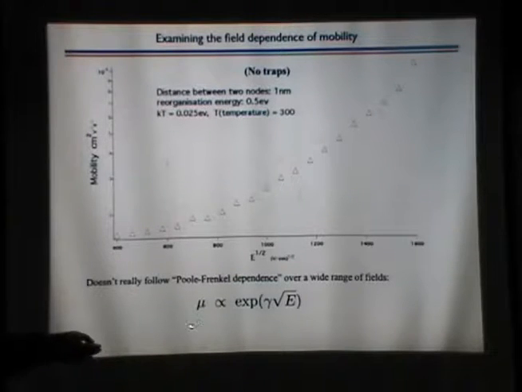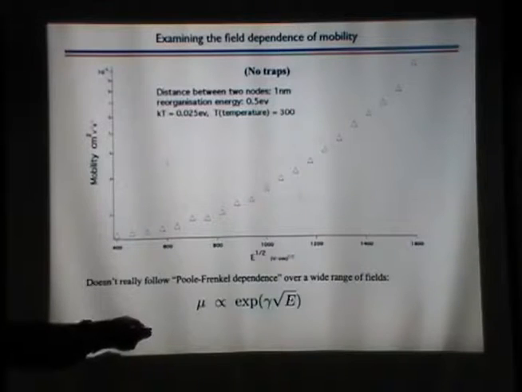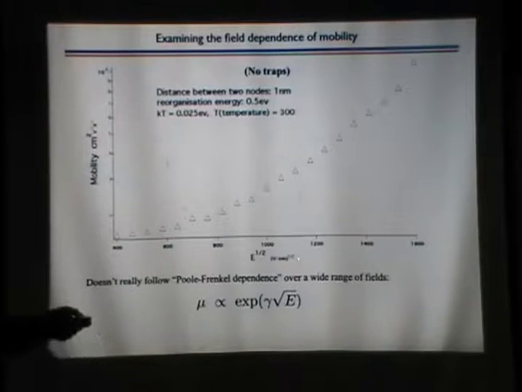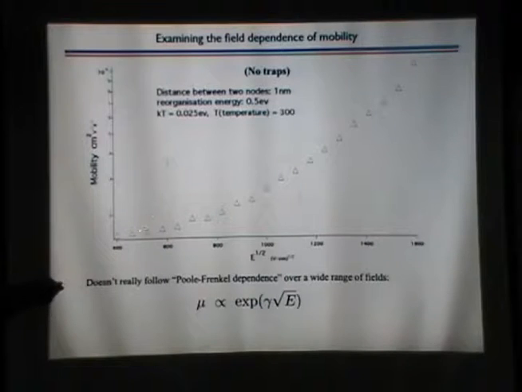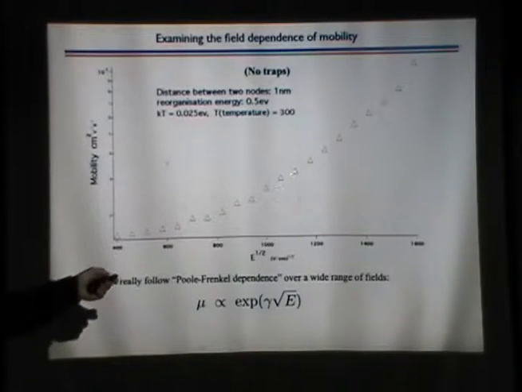So we would expect, or we hope, that we get this Poole-Frenkel dependence, where mobility goes as the exponent of the square root of the electric field. So if we plot the square root of electric field versus the log of the mobility, we hope for a straight line. You see it's not perfectly straight, but under a small range of fields it is.